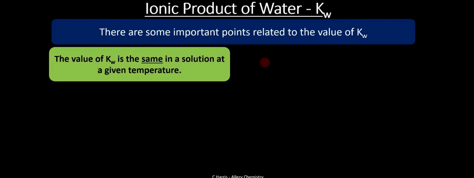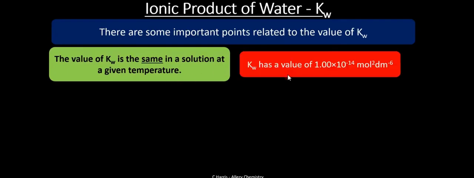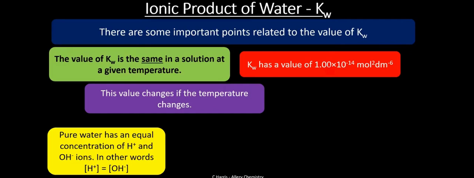So we're going to proceed here, starting off with the ionic product of water, which we talked about in previous lessons. Here are some important points related to Kw that you must know. The value of Kw is the same in a solution at a given temperature. So the value of Kw remains the same for a specific temperature. Kw has a value of 1.008 times 10 to the power negative 14 mol² dm⁻⁶. This value changes if the temperature changes.